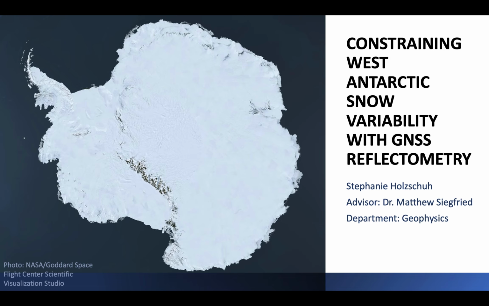My name is Stephanie Holshoe, and today I will be discussing constraining West Antarctic snow variability with GNSS Reflectometry. My advisor for this project is Dr. Matthew Siegfried, and this is for the Department of Geophysics.